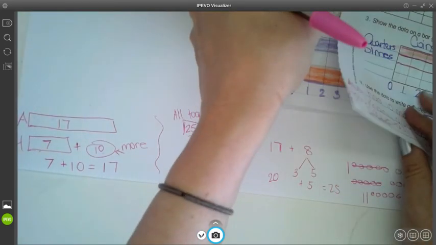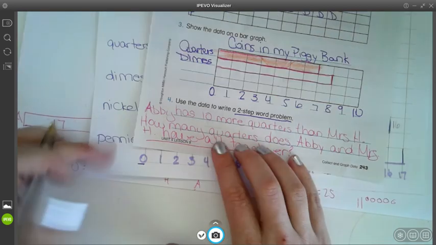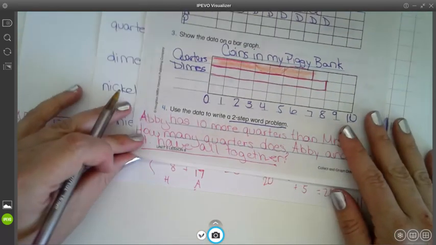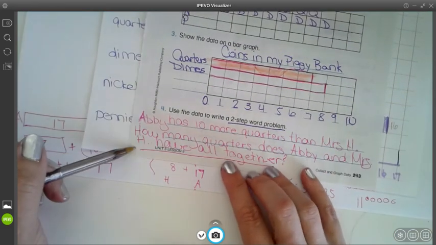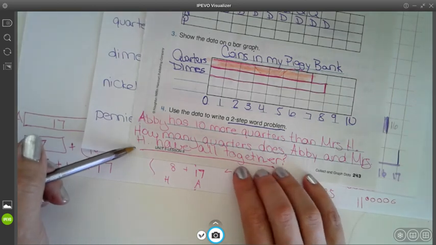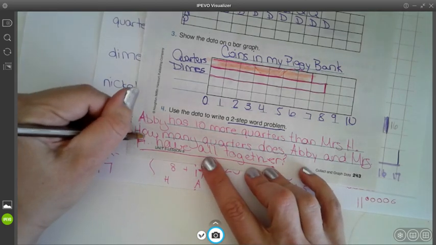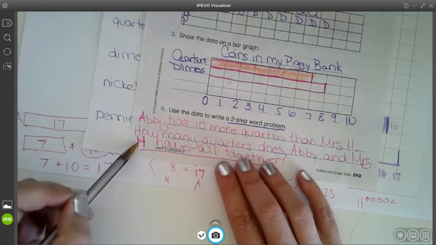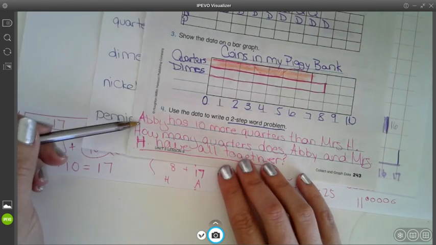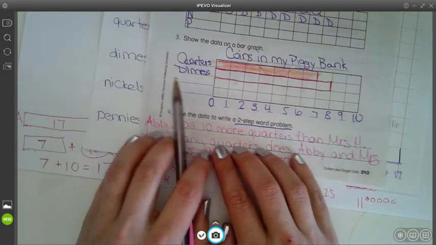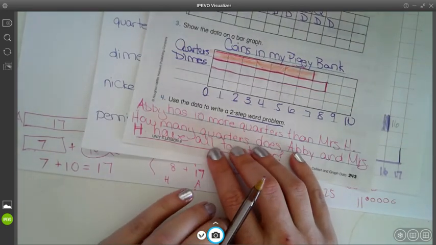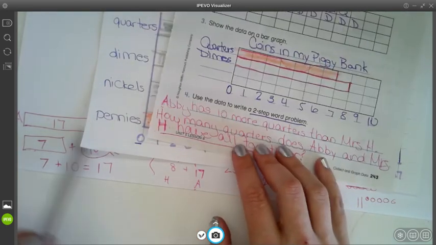Okay, the biggest thing is that we want you to think critically about this problem. You can ask a grown-up or an older sibling if you did a good job of making sure that you have a two-step word problem and not a single-step word problem, right? A single step might just be how many quarters does Abby have, because that would be that first step that we did, okay?